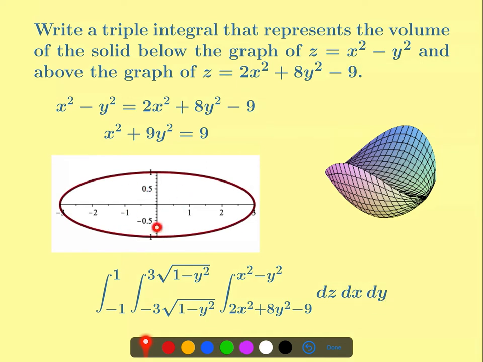So I'm looking at this region, this ellipse, and trying to figure out the limits of integration for x and y. Y is going from minus 1 to 1. It's on the outside, so I want numbers here. It's going from minus 1 to 1. And just like before, we want to take a horizontal line and see the first curve we hit going to the next curve we hit.